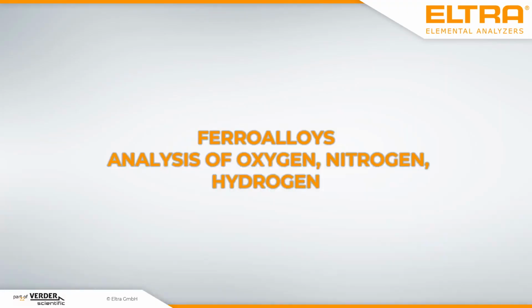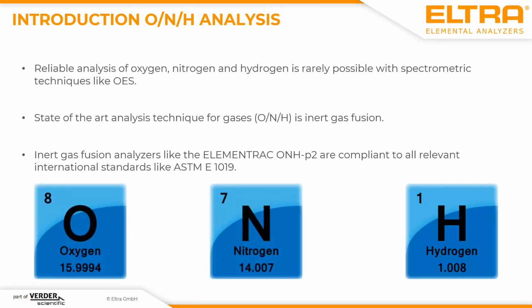As mentioned in the beginning, combustion analyzers are always specialists for a special element. So usually the measurement of carbon and sulfur is divided from the measurement of oxygen, nitrogen and hydrogen. Oxygen and hydrogen are even more difficult to analyze with spectrometry techniques, and usually this is very uncommon because repeatability and limit of detection are not sufficient for the customers. A state-of-the-art analysis for oxygen, nitrogen and hydrogen is inert gas fusion with detection via IR or TCD. This is, for example, possible with the ELTRA ONHP2.